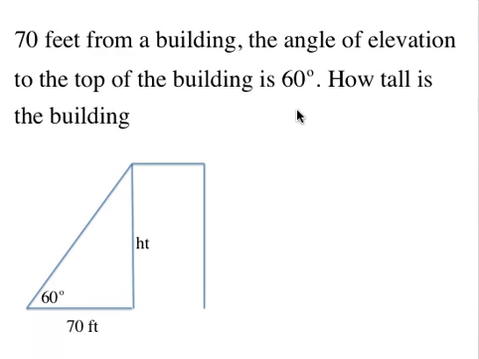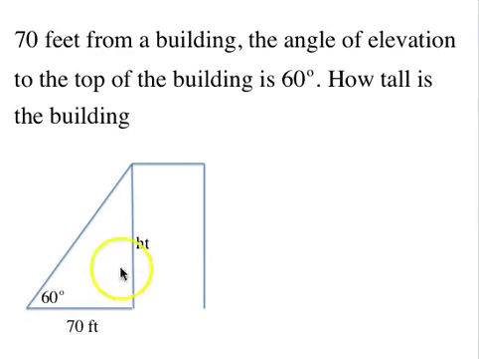Next, we're told 70 feet from a building, the angle of elevation to the top of the building is 60 degrees. So this is the building. There's our angle of elevation, 60 degrees. We want to find out how tall that building is. I'm calling that height. Angle of elevation is 60. There's the height, and you're 70 feet from the base of the building.